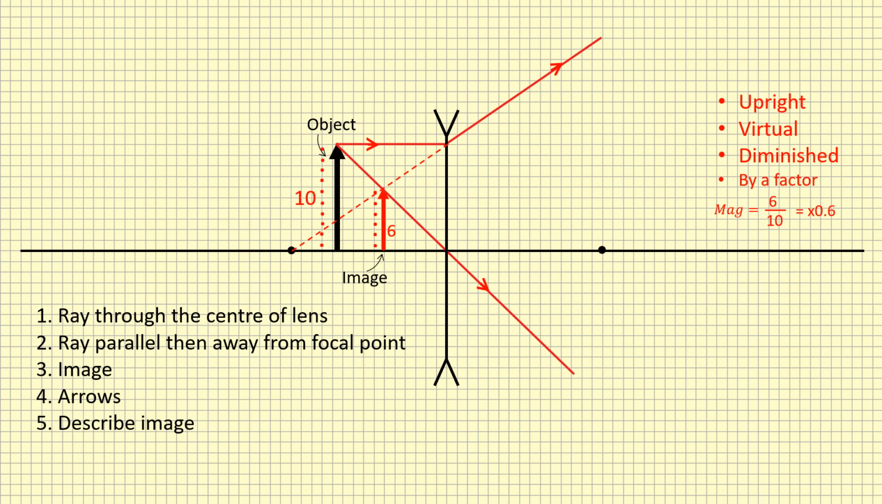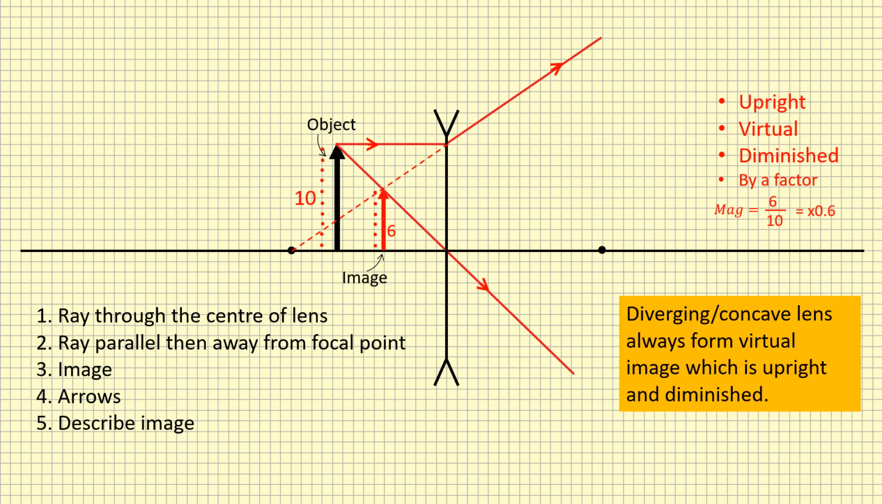So it turns out with a diverging concave lens like these, you always get a virtual image. And it's always going to be upright and diminished. The factor by which it's diminished can change, but that depends on where the object is compared to the lens. Now with a converging and convex lens, you can get both real and virtual images. It can be magnified or diminished, upright or inverted.